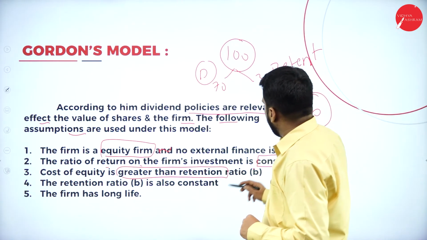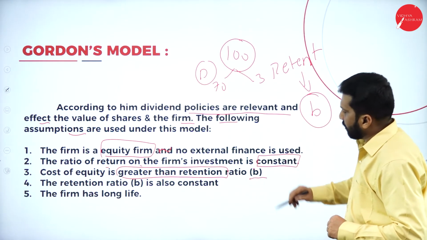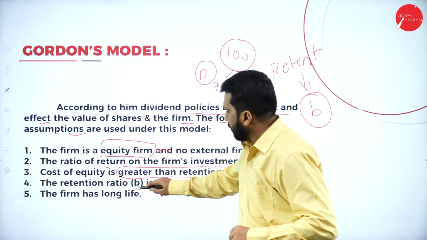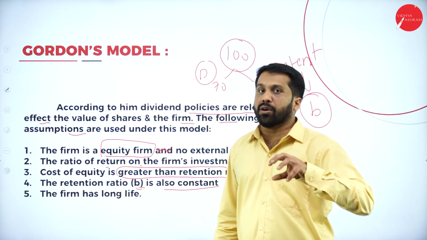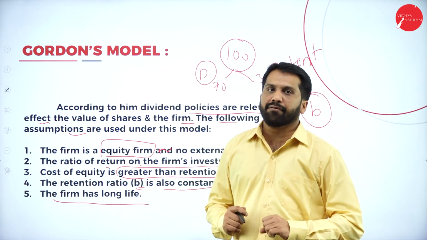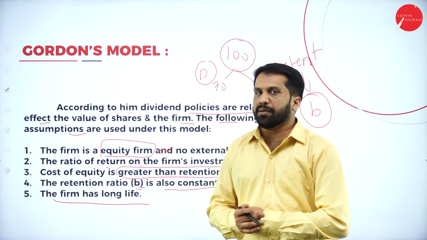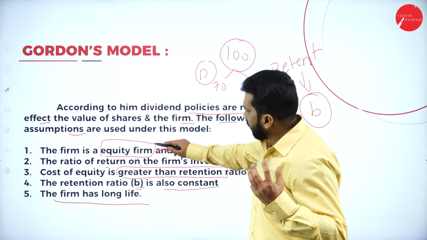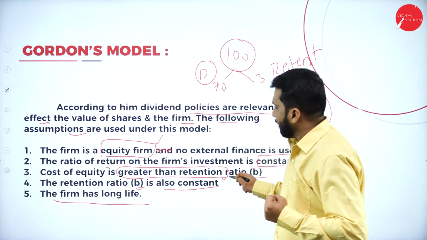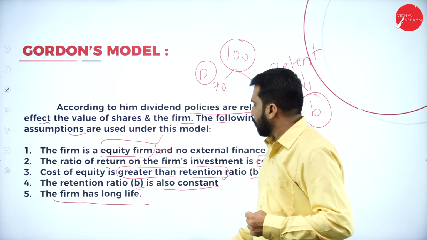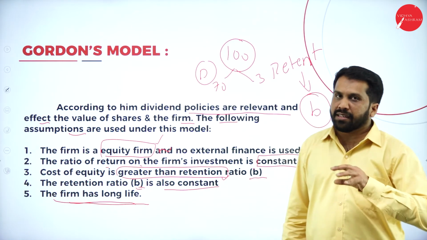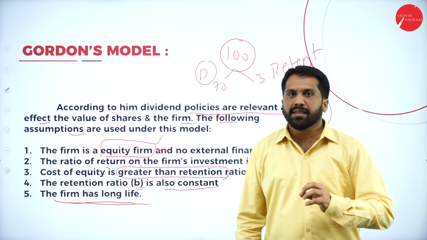Now, see, they have mentioned that we call it as B. Now, the retention ratio B is also constant. It is always same. And the firm has long life. These are the things you are supposed to remember. What are the assumptions? Equity firm, constant, greater than retention ratio, and the last one, it is also constant and it has long life. These are the assumptions under Gordon's model.